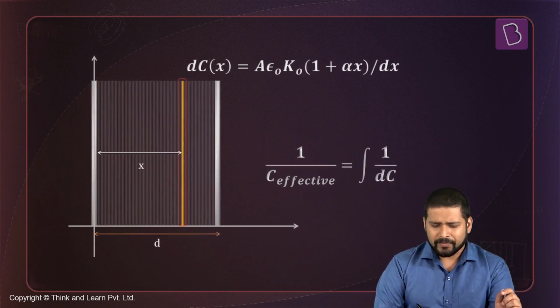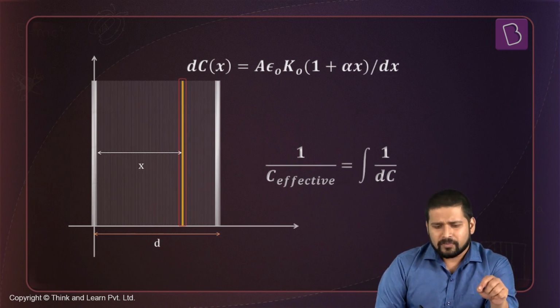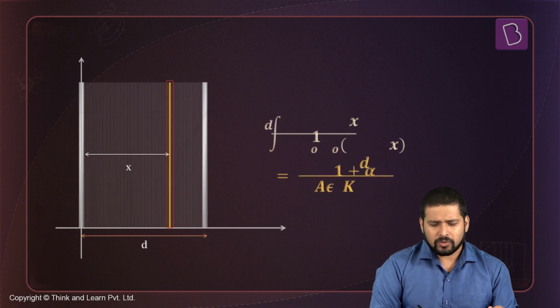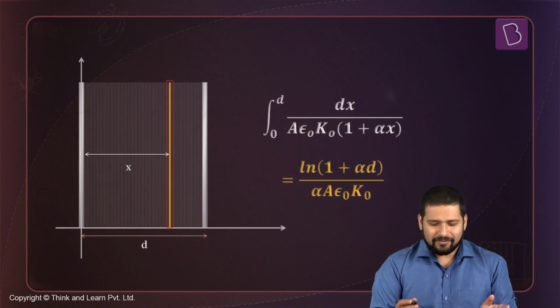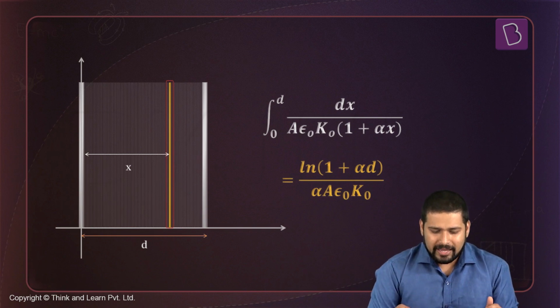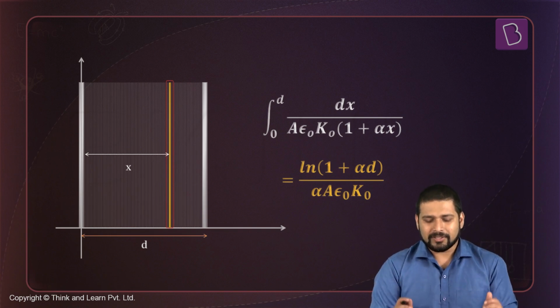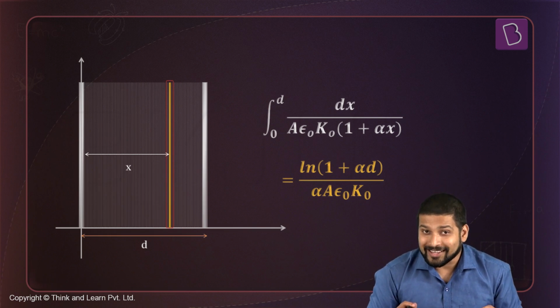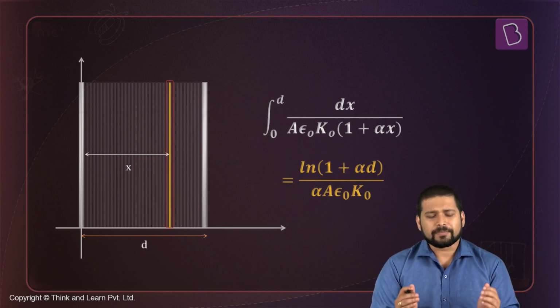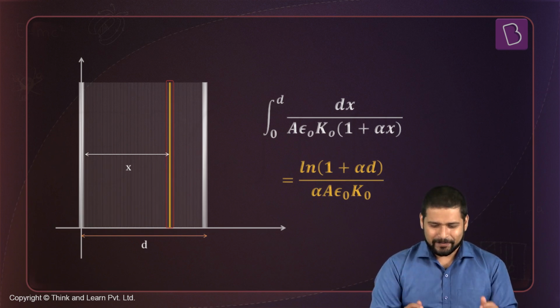So if I do that, I'm going to integrate with limits from 0 to d, right? So you have this as an integration: 0 to d, dx divided by A epsilon naught k naught, multiplied with (1 plus alpha x). Once you integrate, you get ln of (1 plus alpha d) divided by alpha A epsilon naught k naught. This is what you get.